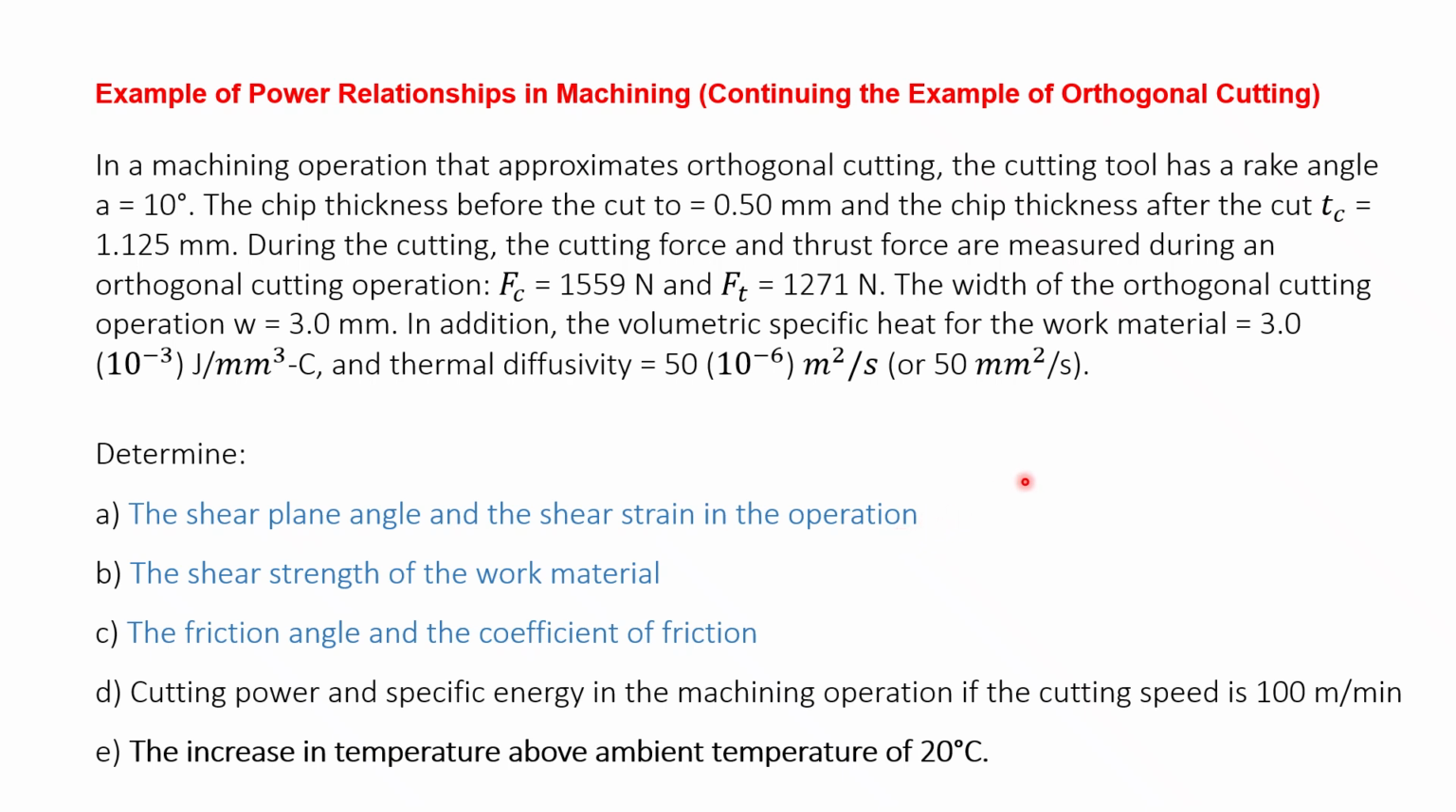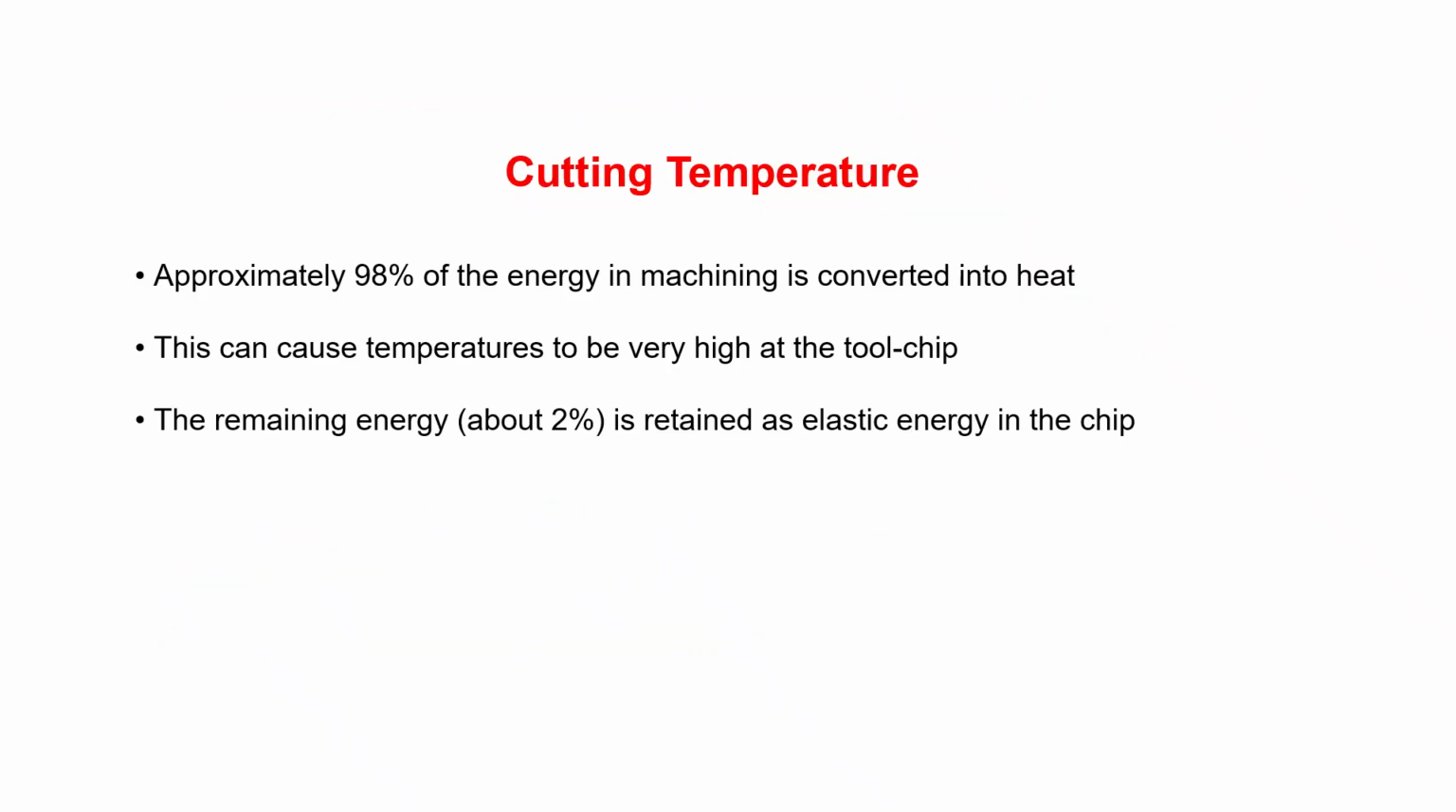So by now we know the shear plane angle and the shear strain of the operation. We know the shear strength of the work material. We know the friction angle and the coefficient of friction. And we calculated the cutting power and the specific energy in the machining operation when the cutting speed was 100 meters per minute. Now we need to know what will be the increase in the temperature above the ambient temperature of 20 degrees. So we need to know about the cutting temperature.